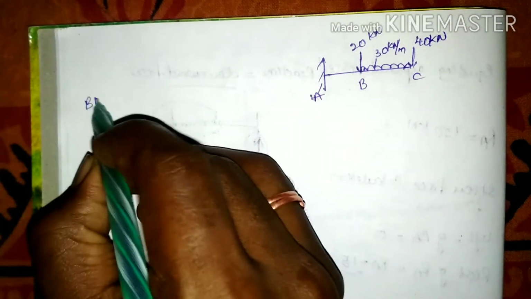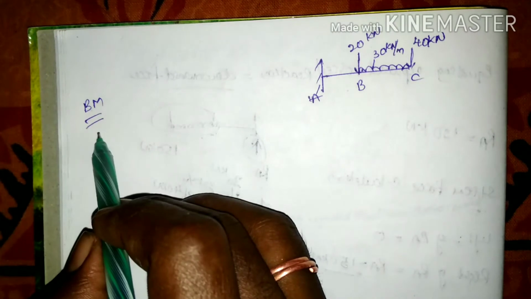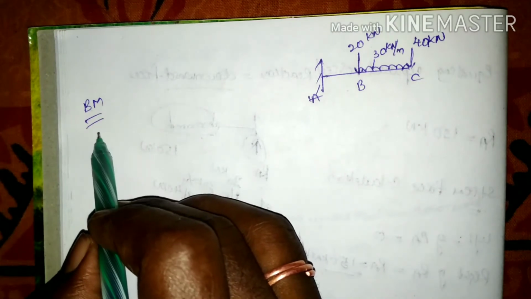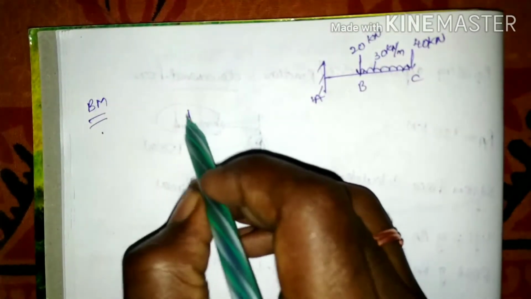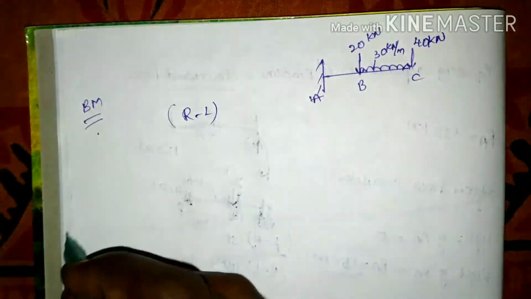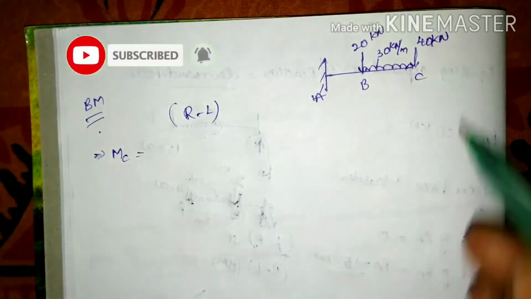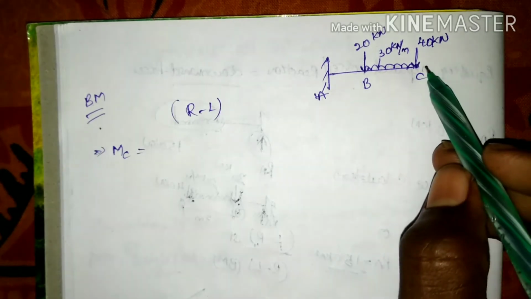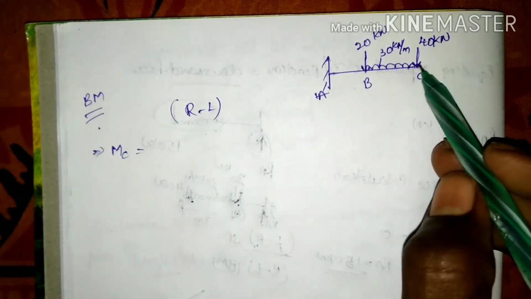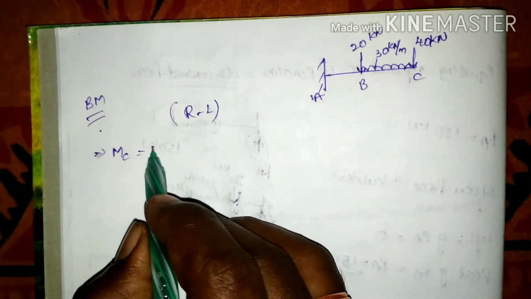For taking the next bending moment calculation, or the bending moment values, the moment values for the points, let us consider from right to left. Here, moment about C is equal to... here we don't find any type of loads on the right side of the C, so that moment about C is equal to 0.